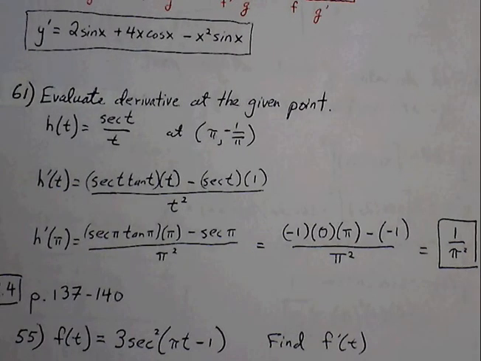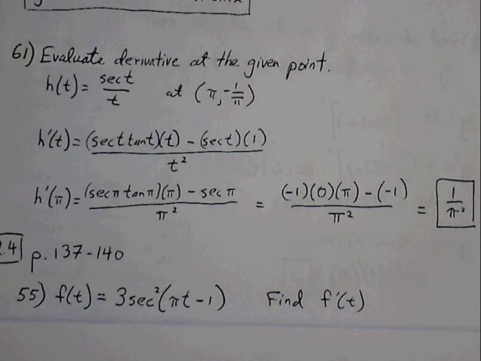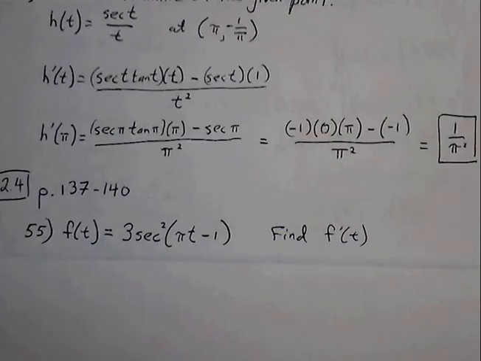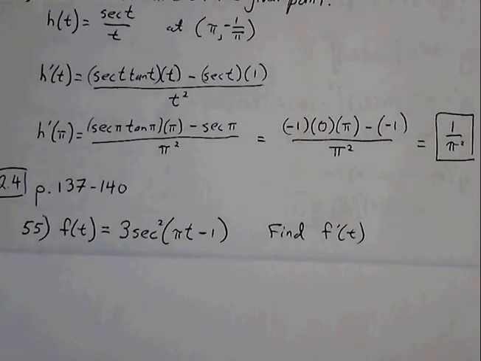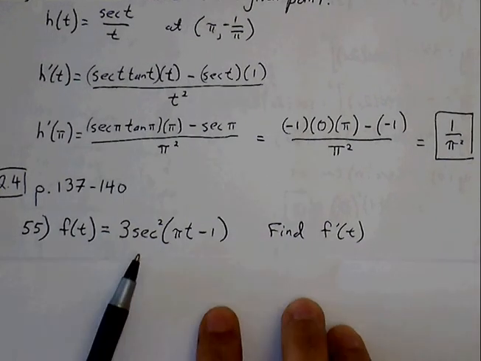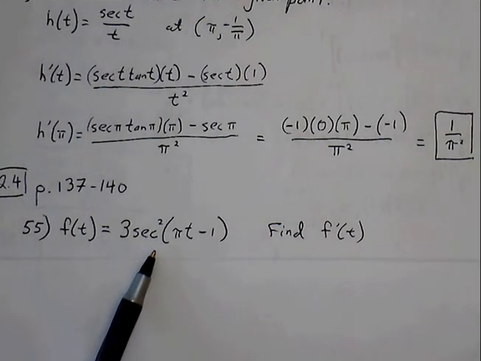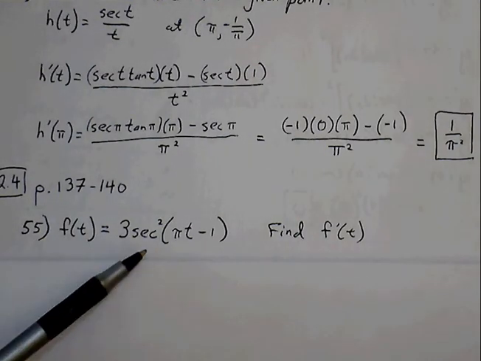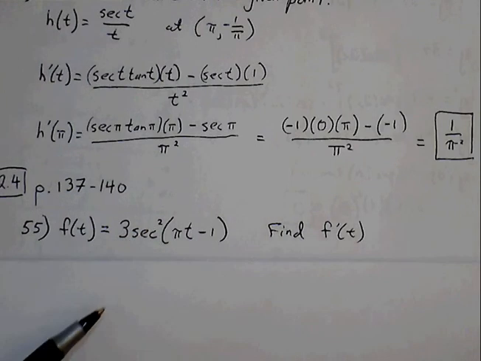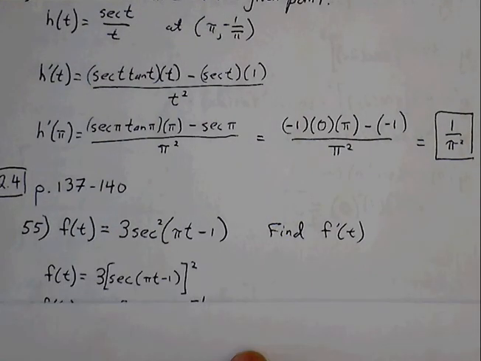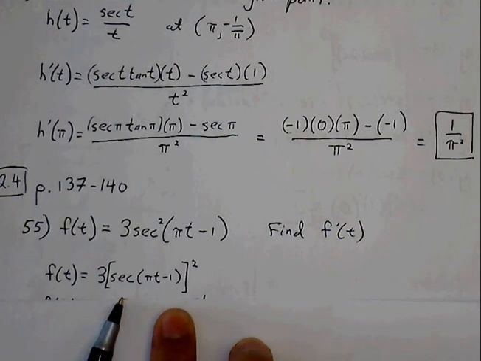From section 2.4, let's look at number 55. F of t is equal to 3 secant squared of pi t minus 1. Find f prime of t. Okay. Whenever we see exponents in the shorthand placement, we can go ahead and take that 2 and put it outside the function, just so that we can get a better picture as to the chain rule that we have to apply. So I put the squared outside the secant function.